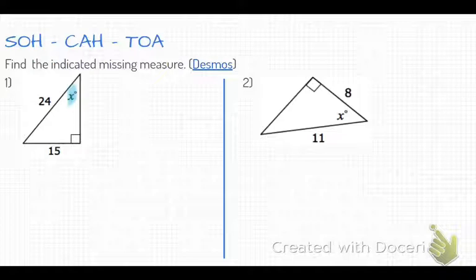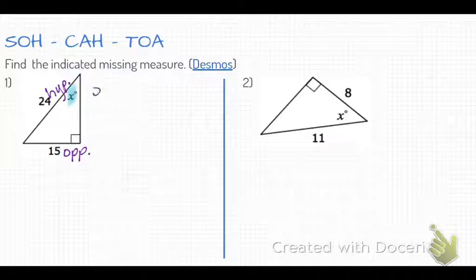So is 15 opposite, adjacent, or hypotenuse? It is opposite of my missing angle. And what about 24? That is my hypotenuse. So if I have opposite and hypotenuse, which trig ratio am I using? Sine. Opposite and hypotenuse are sine. Okay, so answer your first question, please.